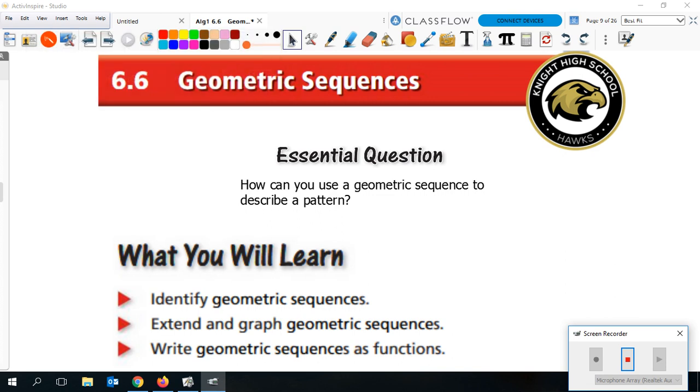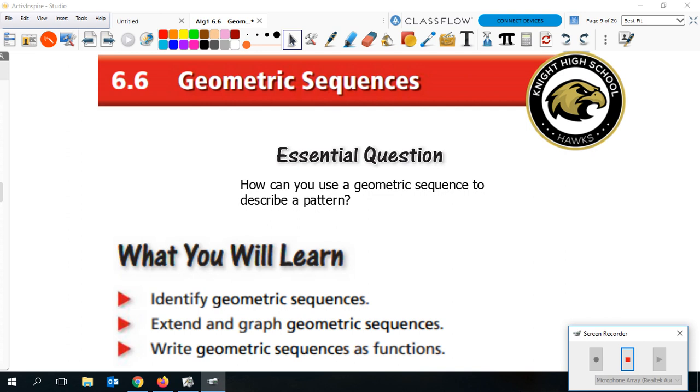Well, hello once again, Algebra 1 students. So here we are looking at geometric sequences in lesson 6.6 in our Big Ideas curriculum. And we've already looked at arithmetic sequences, so sequences should not necessarily be a new concept to us, but there are two types of sequences that we do discuss, and it's arithmetic and geometric.